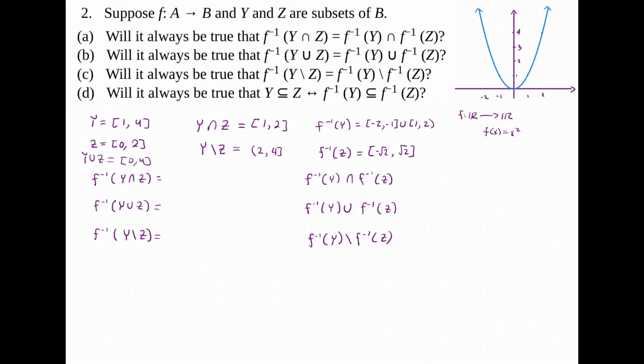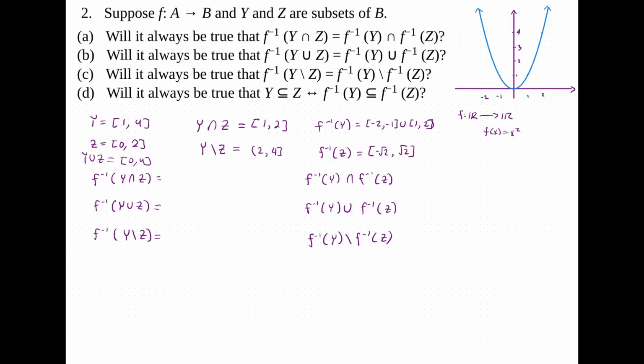So let us get started. If we take the intersection of y with z, we're going to have the set 1, 2. If we take the set difference of y with z, then we have to remove 2 from the picture since 2 is contained in z, but then we're going to have parentheses 2, 4. If we look at the pre-image of y, pre-image is another word for inverse image, but if we look at the inverse image of y, what we are going to get back is the set -2, -1, union 1, 2, and that should be a bracket.